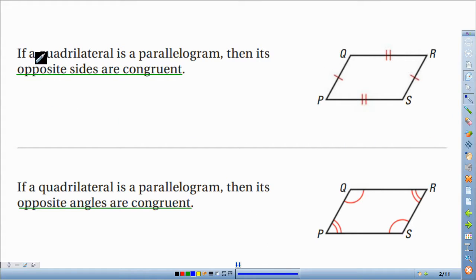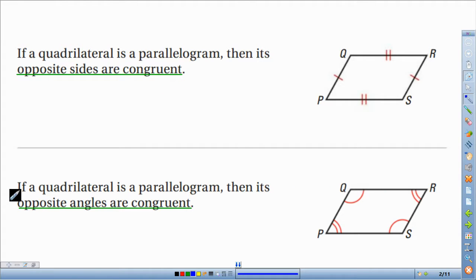This first one is saying if a quadrilateral is a parallelogram, or in other words, if we have opposite sides parallel, then here's what we get. Then the opposite sides are congruent. So not only are the opposite sides of a parallelogram parallel, they are also congruent to one another. They are the same length.